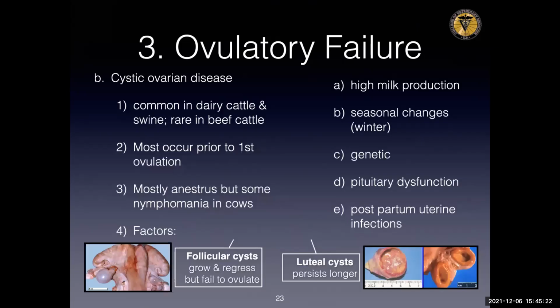Because ovulation is not happening. So next, we also have the cystic ovarian disease, which is very common in the dairy cattle and the swine, rare in beef, with the many reasons I already mentioned earlier.